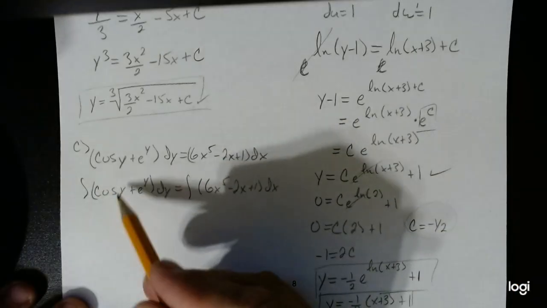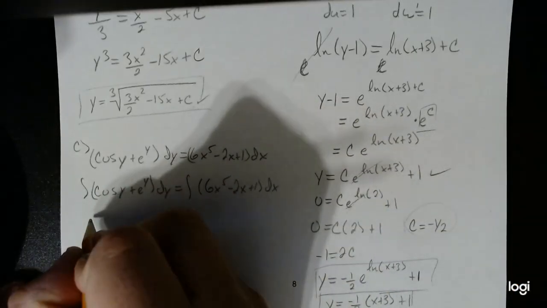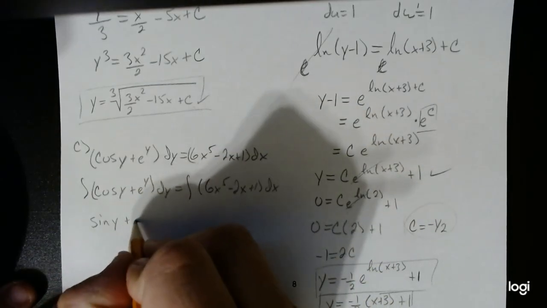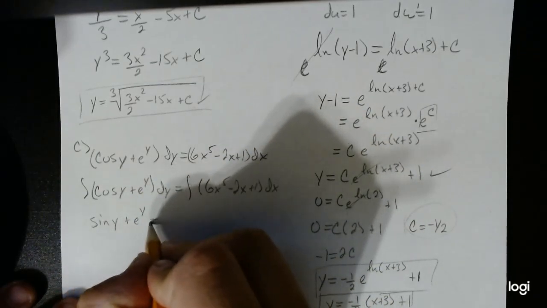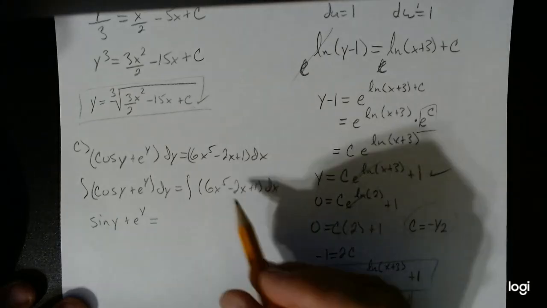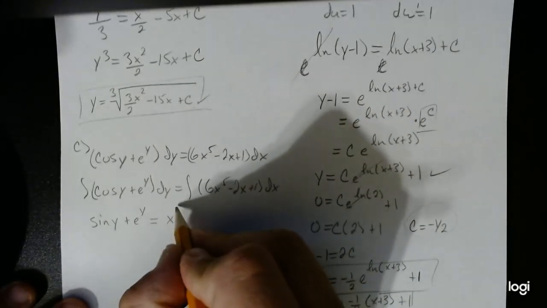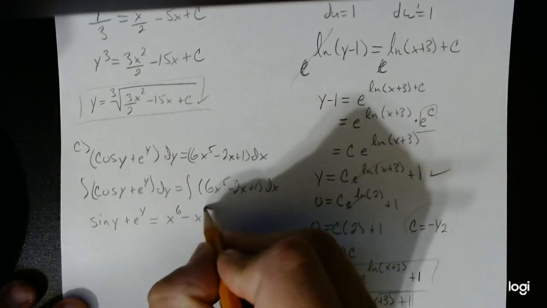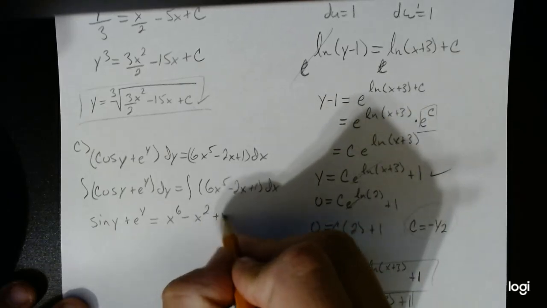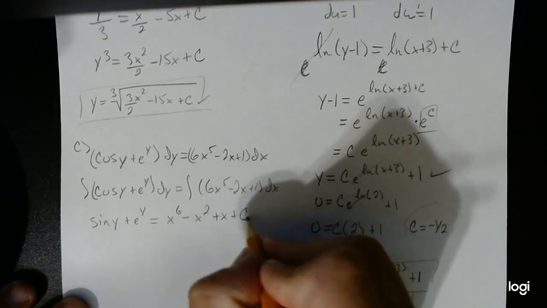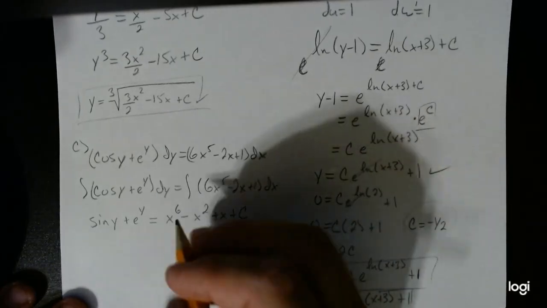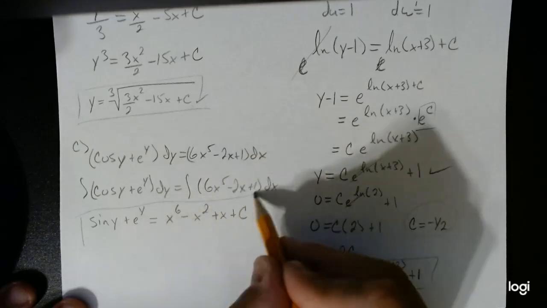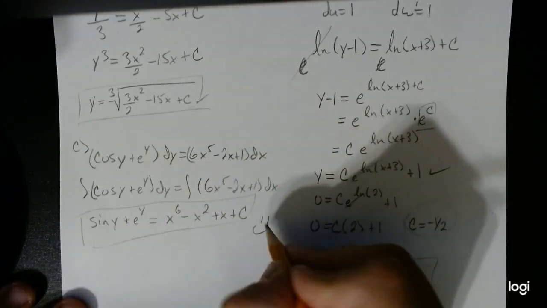The integral of cosine is positive sine. This is just itself. This gives me x to the 6th minus x squared plus x plus c. As of now, we cannot technically solve for y, so we'll just leave it like that for now.